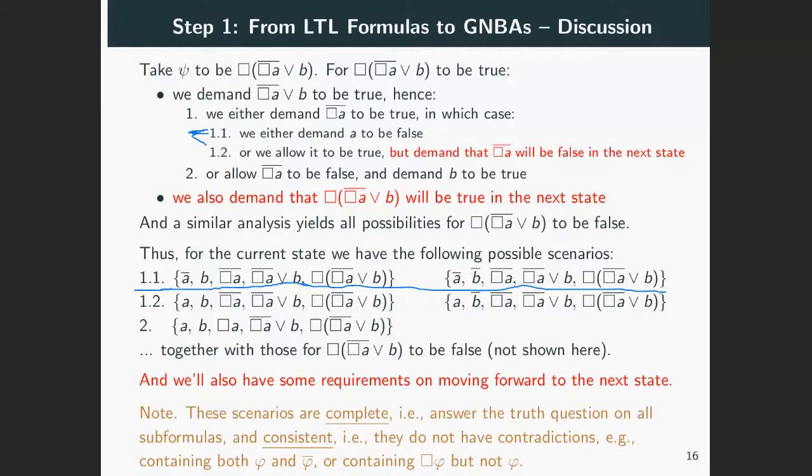And again, these scenarios must also be not only complete, as I just said, but also consistent, meaning that they do not contain contradictions. For example, they are not allowed to contain both phi and not phi for some subformula phi. And they are not allowed to contain, for example, always phi, and at the same time not contain phi.